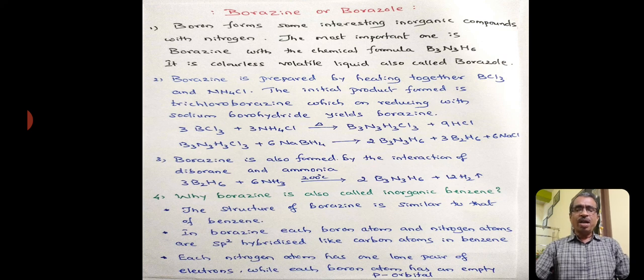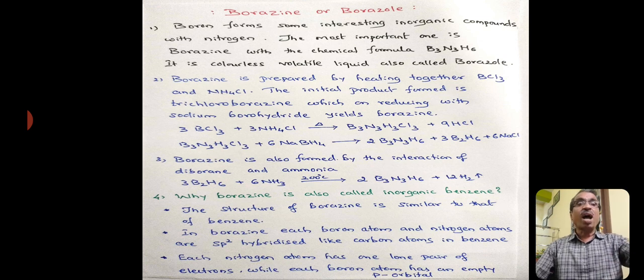Borazine resembles benzene. Hence, it is also called inorganic benzene. The question arises, why is borazine called inorganic benzene? It is due to the following reasons. The structure of borazine is similar to that of benzene. In borazine, each boron atom and nitrogen atom are sp2 hybridized like carbon atoms in benzene.